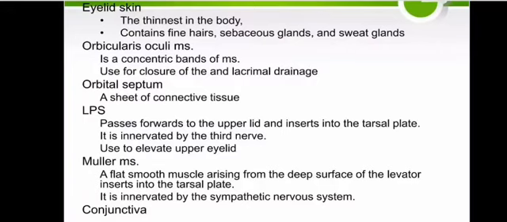The next one is Muller's muscle. It is a flat, smooth muscle arising from the deep surface of the levator, which inserts into the tarsal plate. It is innervated by the sympathetic nervous system. The last one is the conjunctiva. There are two types of conjunctiva: the palpebral conjunctiva and the bulbar conjunctiva.